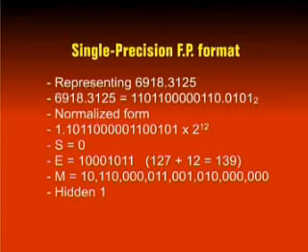The binary number has to be written in its normalized form. So what is the normalized form of the binary number? It is 1.1011 0000011000101 into 2 power 12.